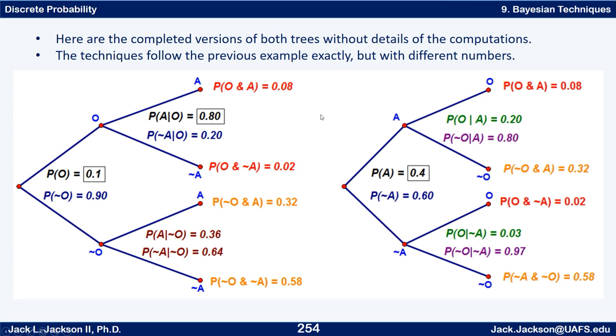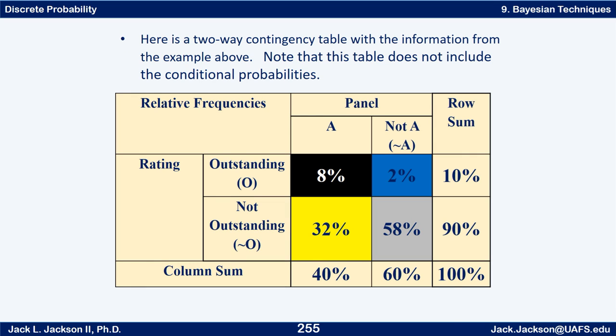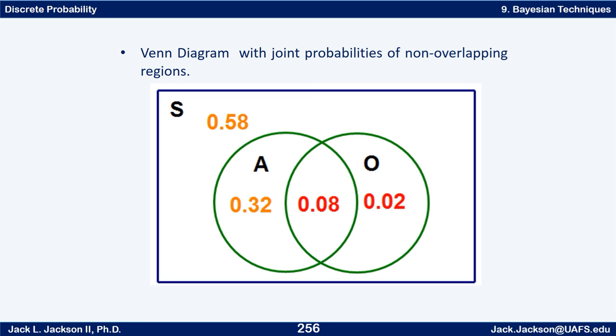Well, I'm not going to go through all the steps. They're the same as last time, but you can check your work against here. So you may want to pause this and make sure you got all the same numbers as we have here. And the steps are exactly the same, just like last time you were given the probability of O, the probability of A given O, and the probability of A. So it's exactly like the previous example in terms of the steps, and this should be your final result here. Here is the two-way contingency table, and then here is the Venn diagram.